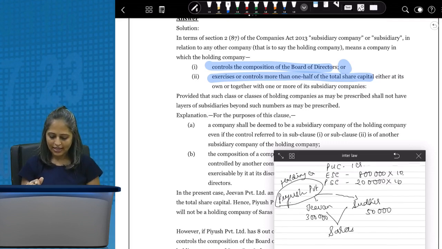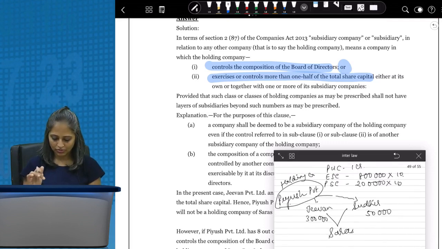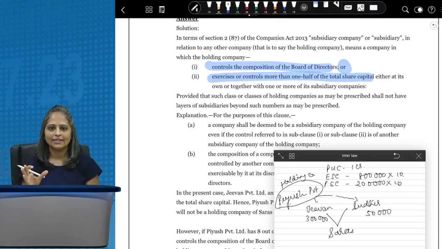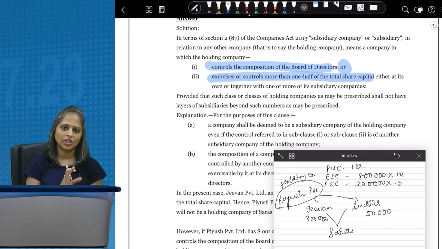In our example, Saras Private Limited has 8 lakh equity shares and Jeevan and Sudhir are holding 3 lakh and 50,000 equity shares. So it is less than half of the paid up capital and hence Saras will not be considered a subsidiary of Piyush Private Limited, because it is holding less than half of the equity share capital in Saras. Is that clear?